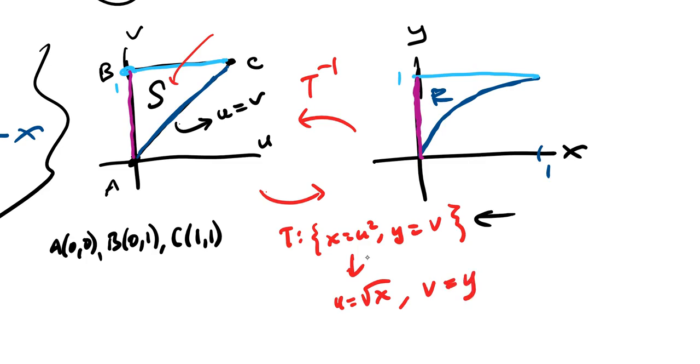And so the pullback says, okay, for every x value I have in this region here, u is going to be the square root of x. And for every y value, v is going to be the exact same y value. So you can work with that as well. All right, so this would be the pullback, the inverse transformation here. So the transformation T will be x and y solve for. The inverse transformation will be u and v solve for.